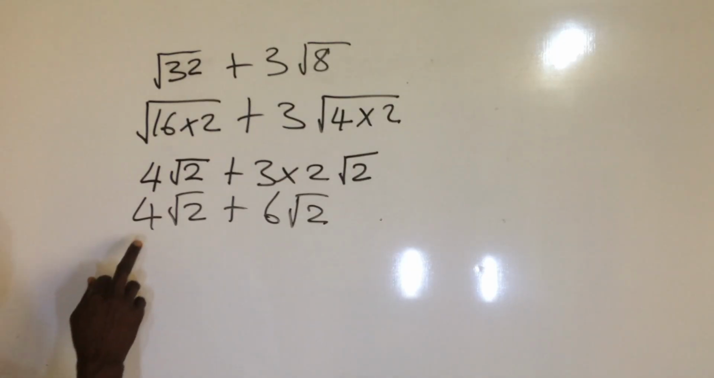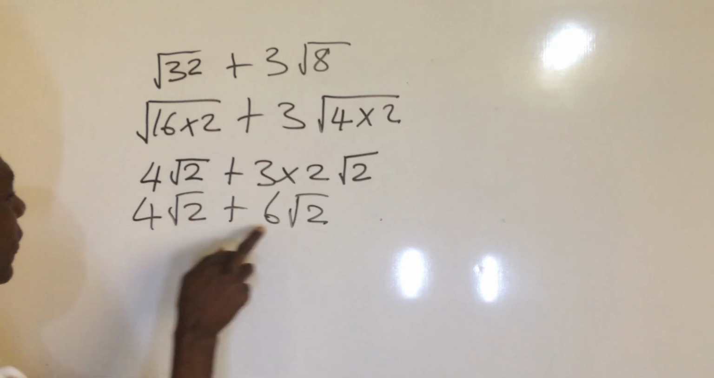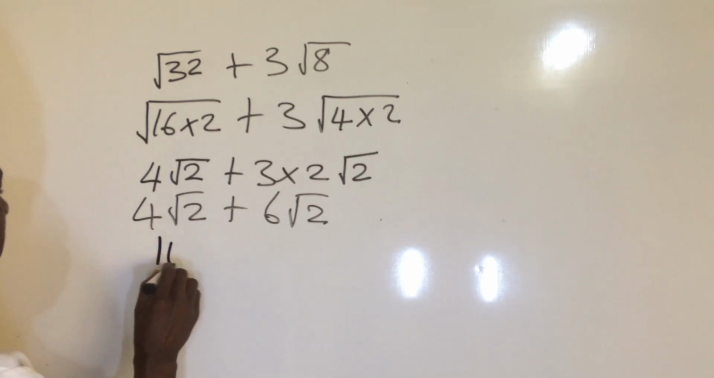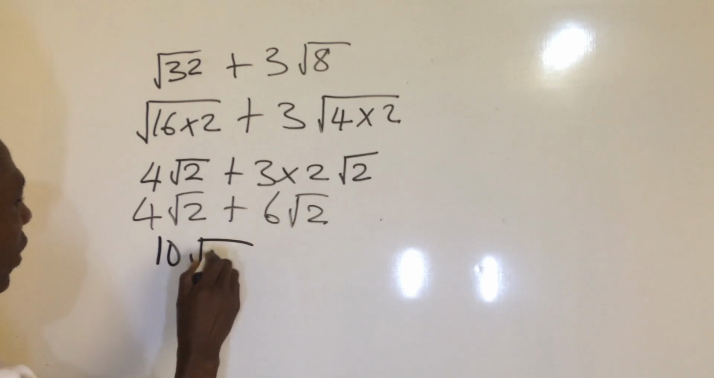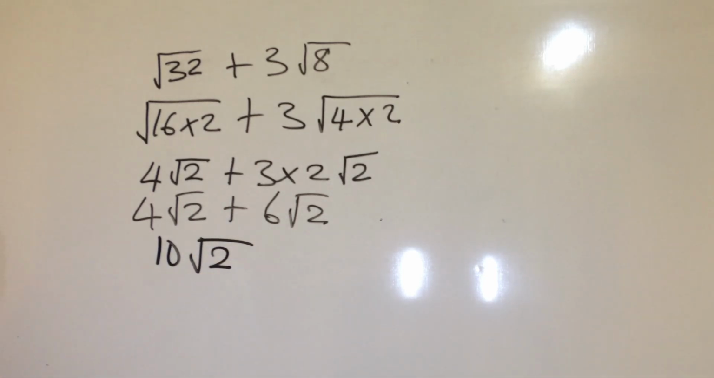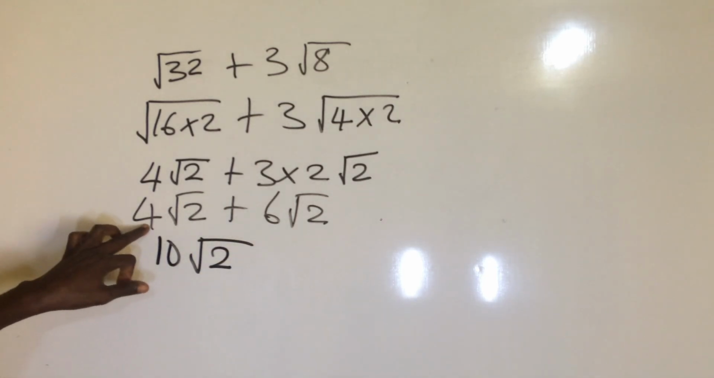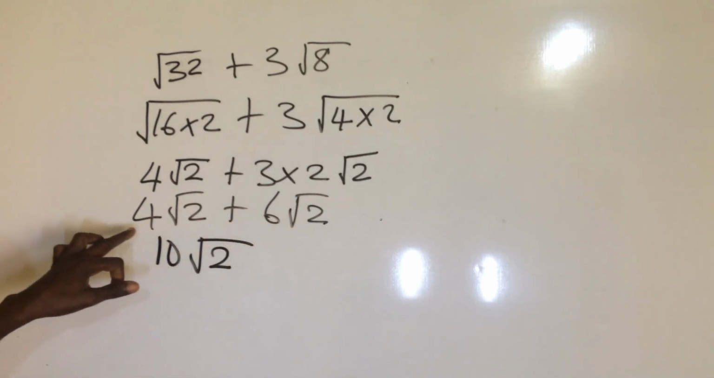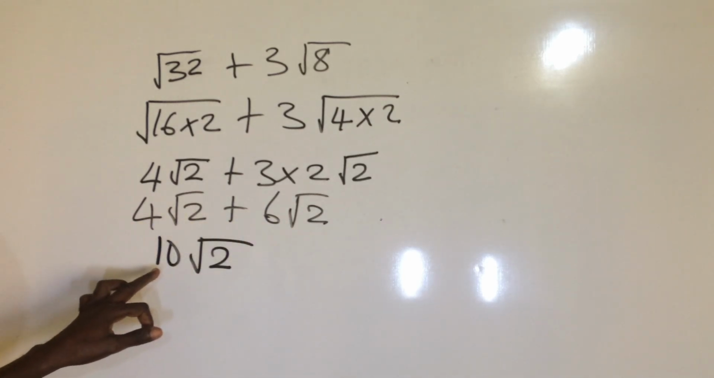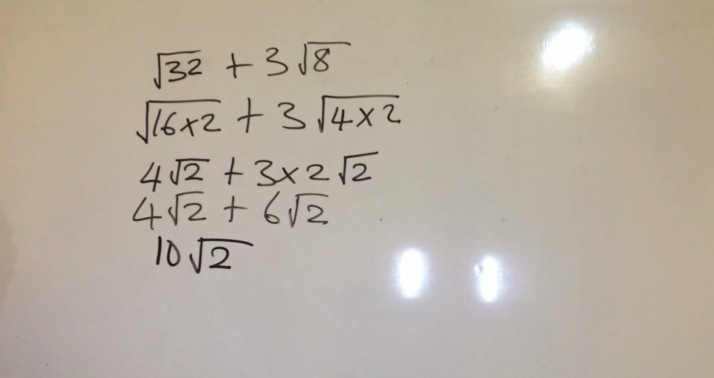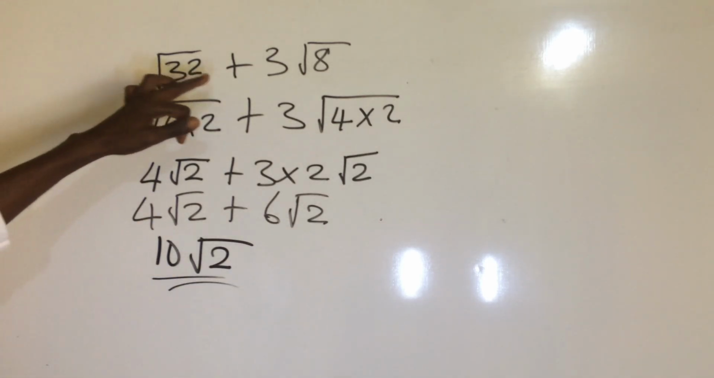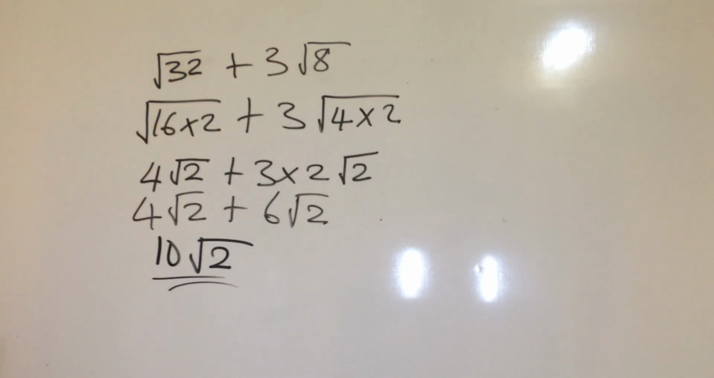I will now say 4 plus 6 is 10. Square root, I will now just take only one of them, square root 2. Okay, so I just add the numbers outside the square root, 4 and 6, which is 10, and I will now take only the root 2 to complete this. So this is the answer of the addition of the square root of 32 plus 3 root 8, okay?